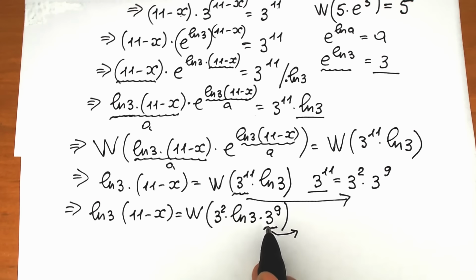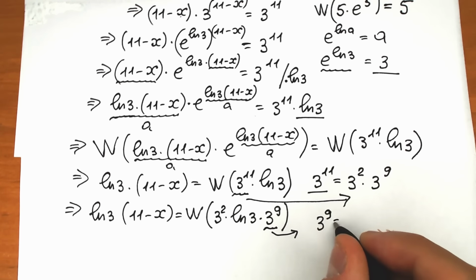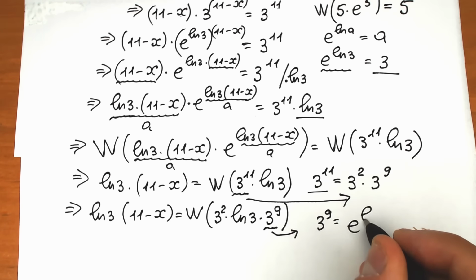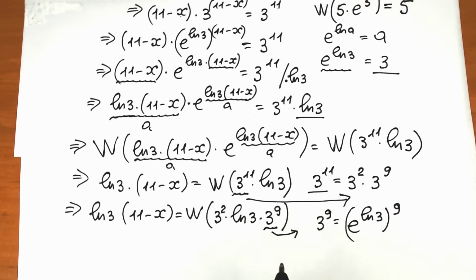Let's write this 3 to the power 9 as e to the power natural log 3, this is our 3, and we need to raise this to the power 9. So instead of this expression, let's write this one. Okay, let's do this right now. So what do we have right here?